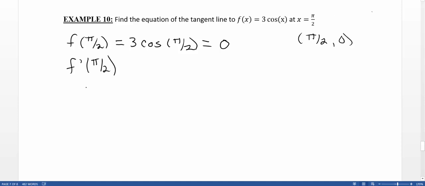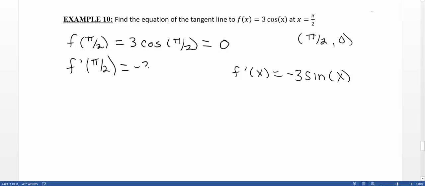Now the derivative at pi over 2 means we need to find the first derivative of this function so that we could plug in pi over 2. The derivative of cosine we said was negative sine. So we have negative 3 sine of x is our first derivative here. Notice that I'm consistently pulling the negative to the front whenever I end up with a negative part of my derivative. So now I need to plug in pi over 2.